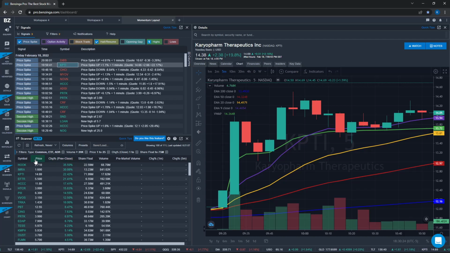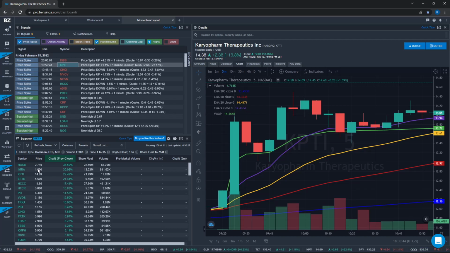You can click any one of these to filter by price or by change of previous close, or share float maybe if you're looking for the smaller floats. But normally I'd have this filtered by the change by either a minute or 5 minutes, because I'm looking for stocks that are making a big move in the last minute or 5 minutes. So that's what I'm really focused on.